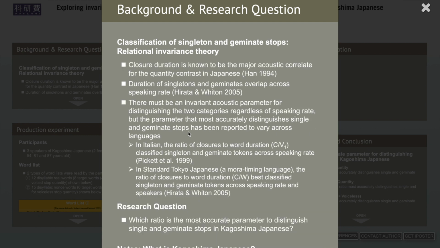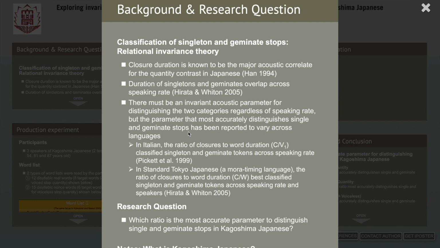Here's a background and research question. Generally, geminate consonants are phonetically longer than singletons. And in Japanese, closure or consonant duration is a major acoustic correlate for the quantity contrast. However, duration of singleton and geminate sometimes overlap across different speaking rates. For example, geminate consonants in fast speech may have shorter duration than singleton in slow speech.